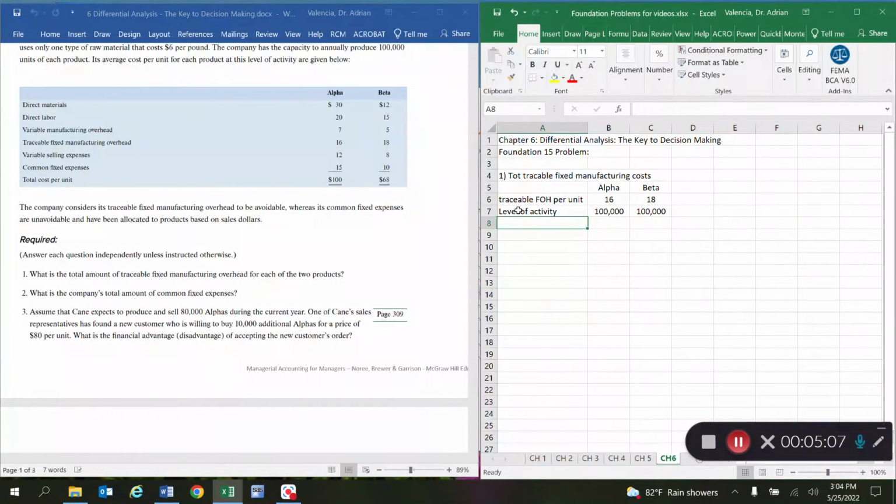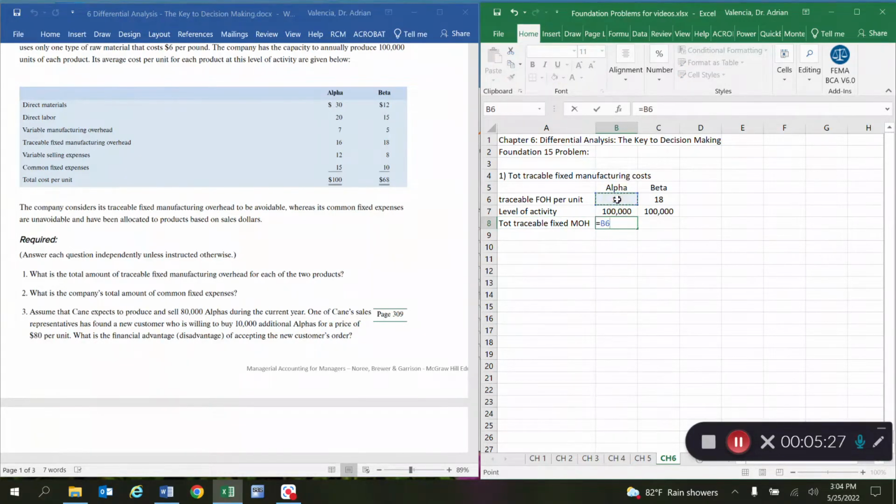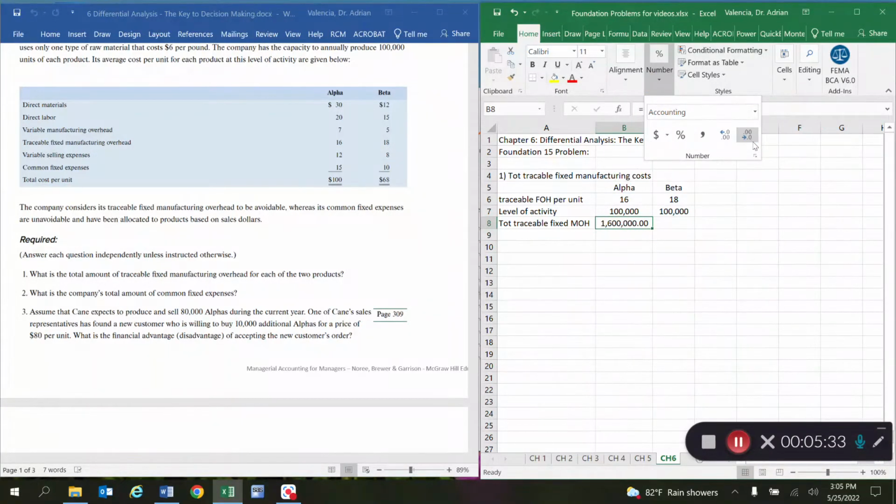Okay, so total traceable fixed manufacturing overhead is just going to be the multiplication of that. And I mean, this seems straightforward, but here's the part where you have to be careful. Let me put some commas in here so it's easier to see. And then same thing over here.